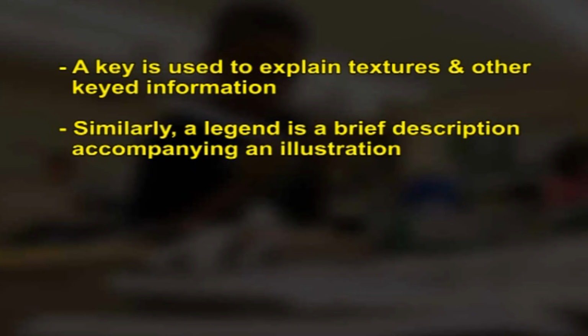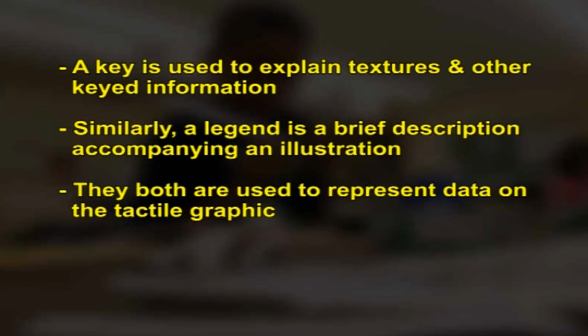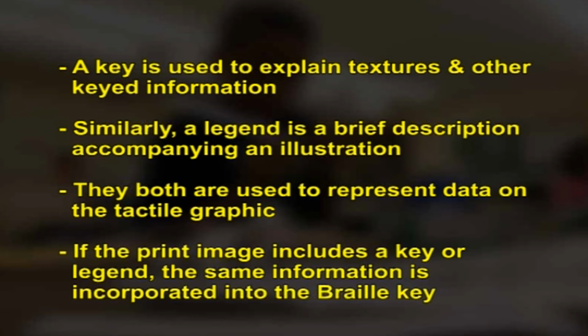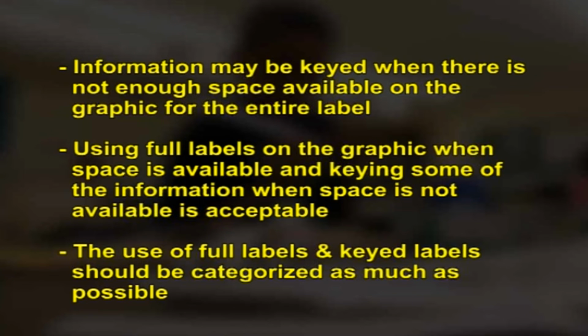A key is used to explain textures and other keyed information. Similarly, a legend is a brief description accompanying an illustration. These keys and legends are used to represent data on the tactile graphic. If the print image includes a key or legend, the same information is incorporated into the braille key. Information may be keyed when there is not enough space available on the graphic for the entire label. Using full labels on the graphic when space is available and keying some of the information when space is not available is acceptable. The use of full labels and keyed labels should be categorized as much as possible.